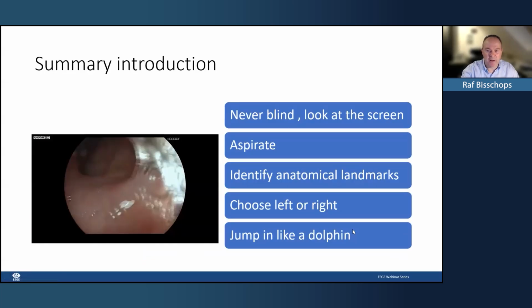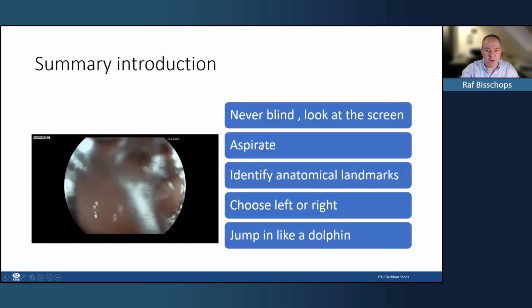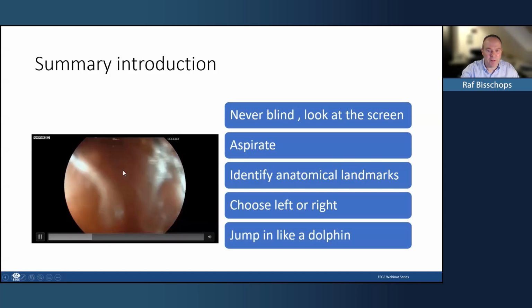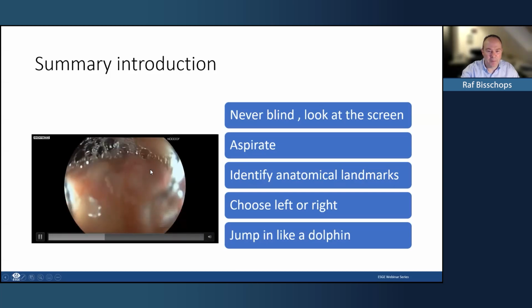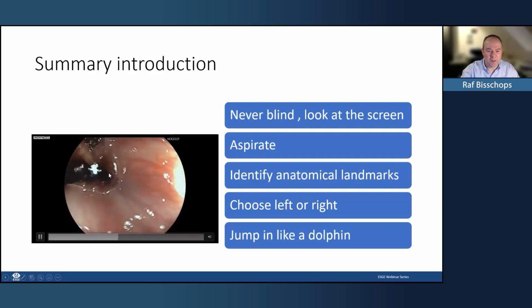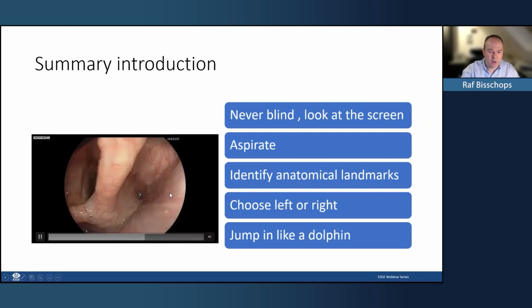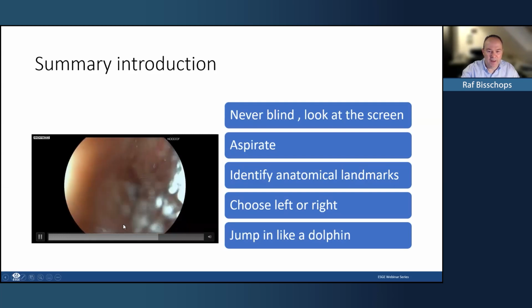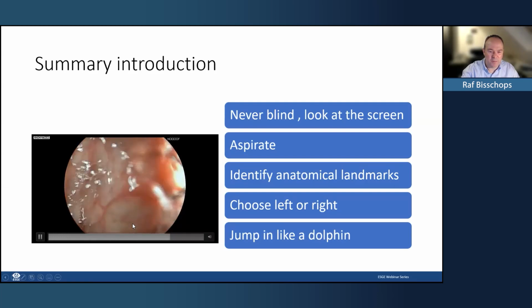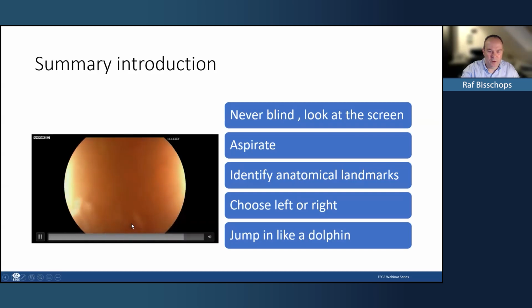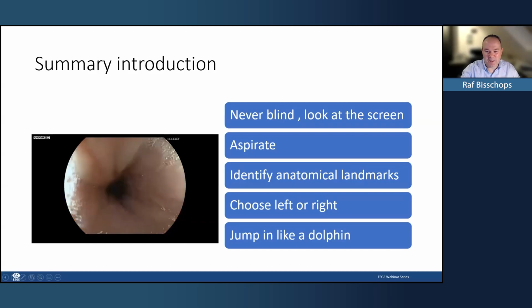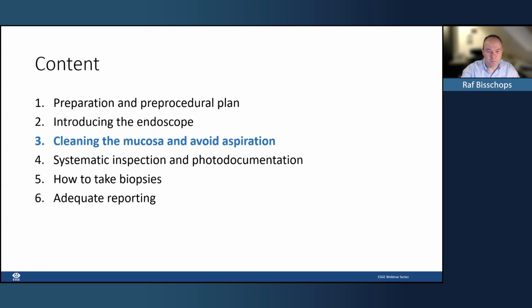So putting it together, don't do this blind, look at the screen, aspirate whatever is in the throat, identify your landmarks, the tongue, here the epiglottis, then you move on to the arytenoids, you can see them here, and then you choose right or left, and then you jump into that esophagus like a dolphin over a hoop. So it's basics, but sometimes if you realize what you're doing, it becomes very easy.